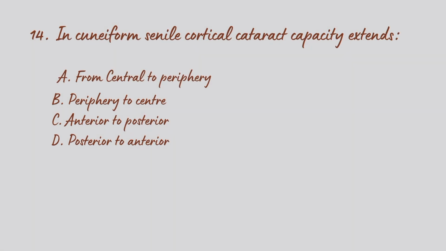Next question. In cuneiform senile cortical cataract, opacity extends option A. from central to periphery, option B. periphery to center, and option C. anterior to posterior, option D. posterior to anterior. Correct answer is option B. periphery to center.